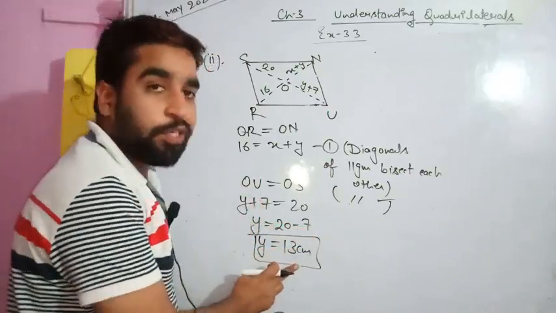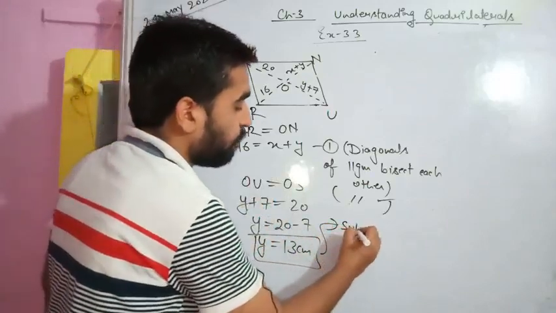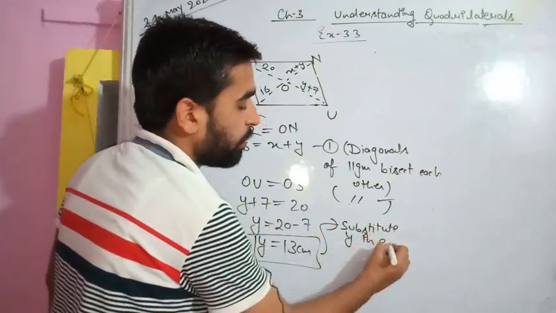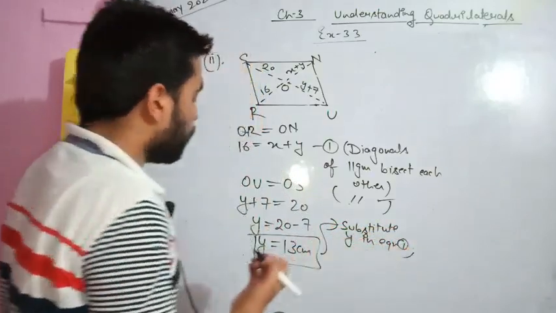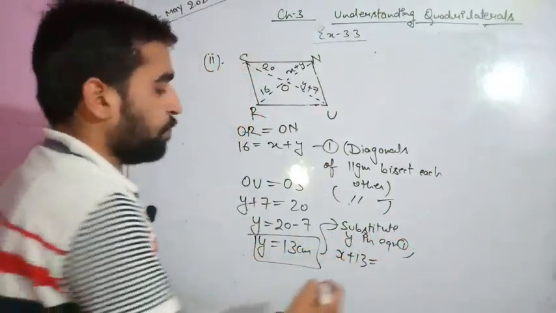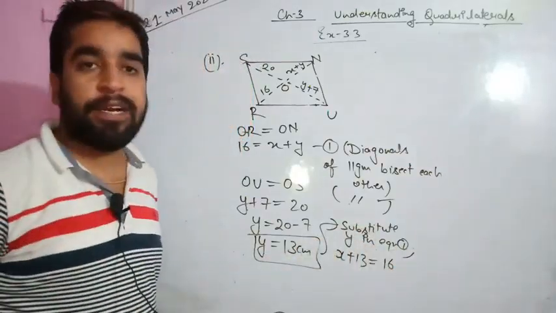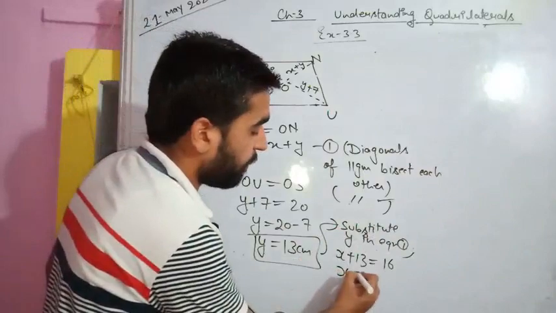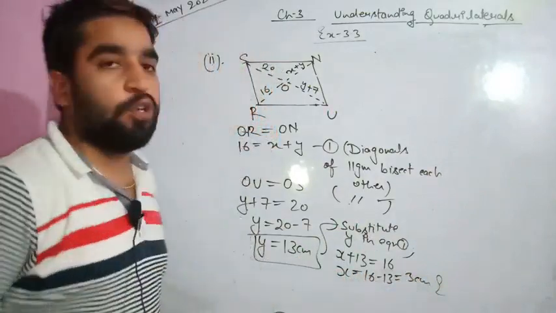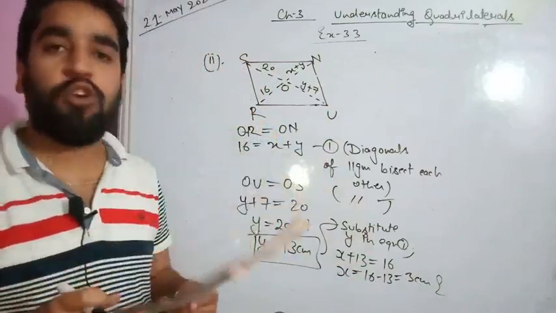Now if you substitute the value of y in equation 1, when you substitute this, then x plus 13 will be equal to 16. Now plus 13 will shift to the other side, and become minus 13. So x will be equal to 16 minus 13, that is 3 centimeter. So both the values of x and y we have calculated. So this question is solved. I hope you understood this.